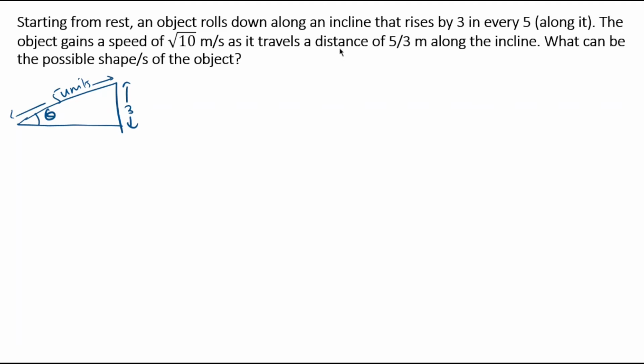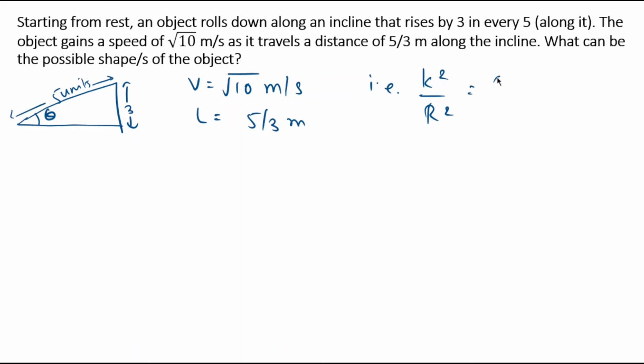What can be the possible shapes of the object? So we have been given the velocity to be root 10 meter per second and the length the object rolls down is 5 by 3 meter. Now we know that rolling motion is usually performed by circular objects, that can be cylinder, sphere, wheel, etc. So in order to know what object specifically is performing the motion, we need to find the k square by r square ratio in order to find out what shape of object was specifically rolling down the incline.